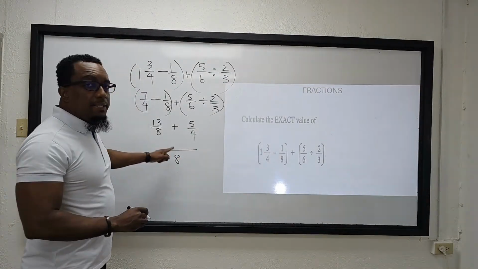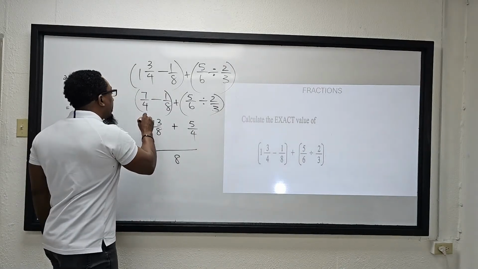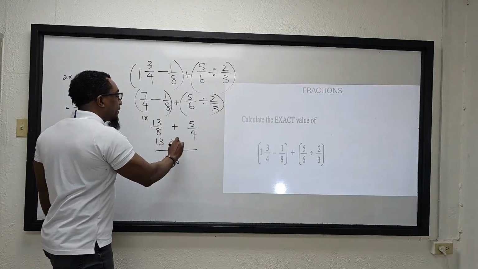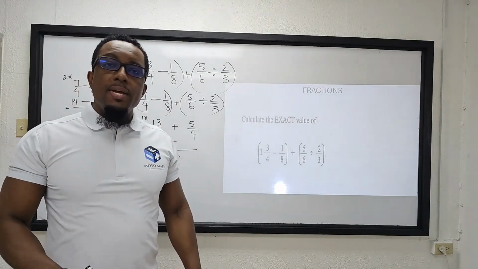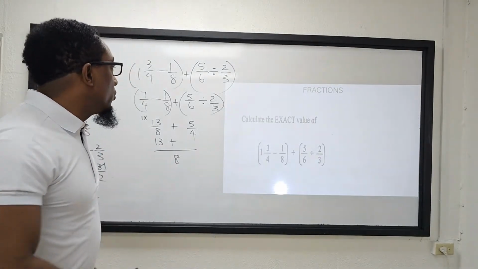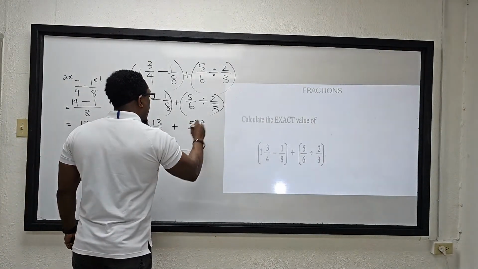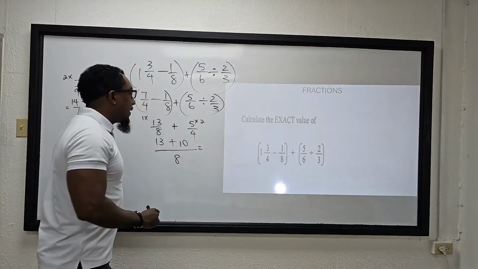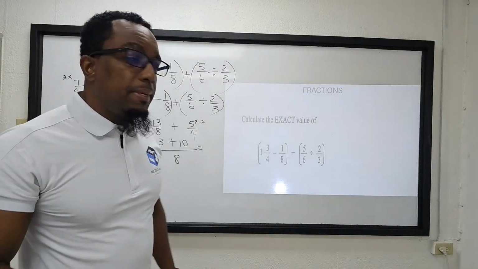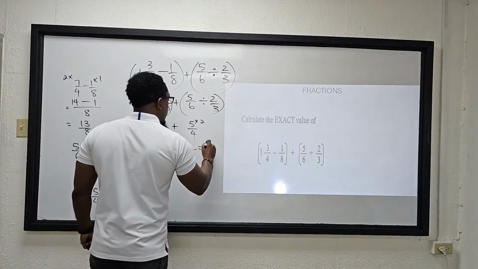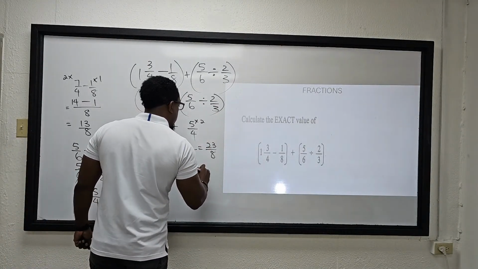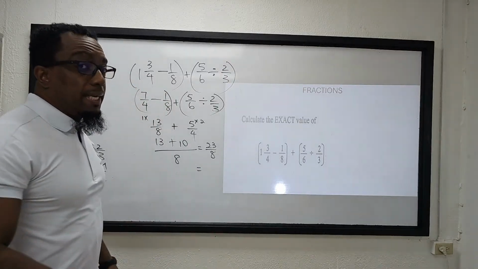I'm going to divide 8 into 8, which is 1. 1 by 13 will give me 13. Plus, I divide 4 into 8 will give me 2. 2 by 5 will give me 10. And 13 plus 10 will give me 23 all over 8.